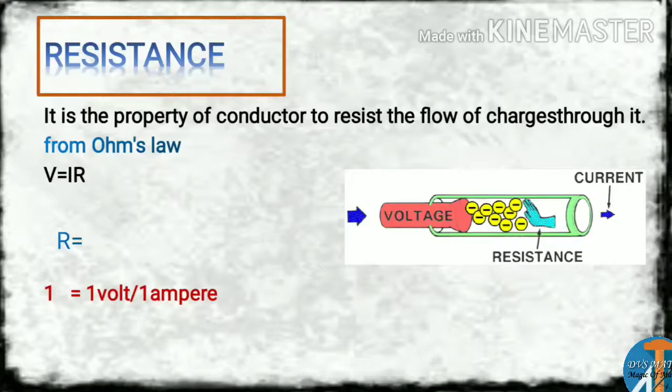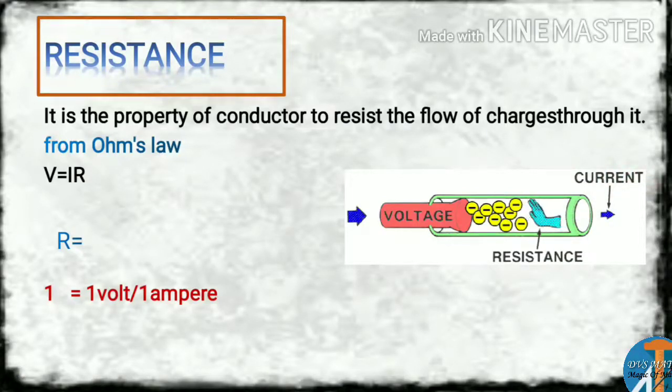So what can we say is the definition of resistance? It is the property of a conductor to resist the flow of charges through it. This is called resistance. You can observe here there are charges flowing from the cell. Voltage is nothing but a source. Here there is no flow of current. We are stopping, or resisting, the flow of charges. If you are resisting the flow of charges, there will be no flow of charges. If there is no flow of charges, there will be no current.